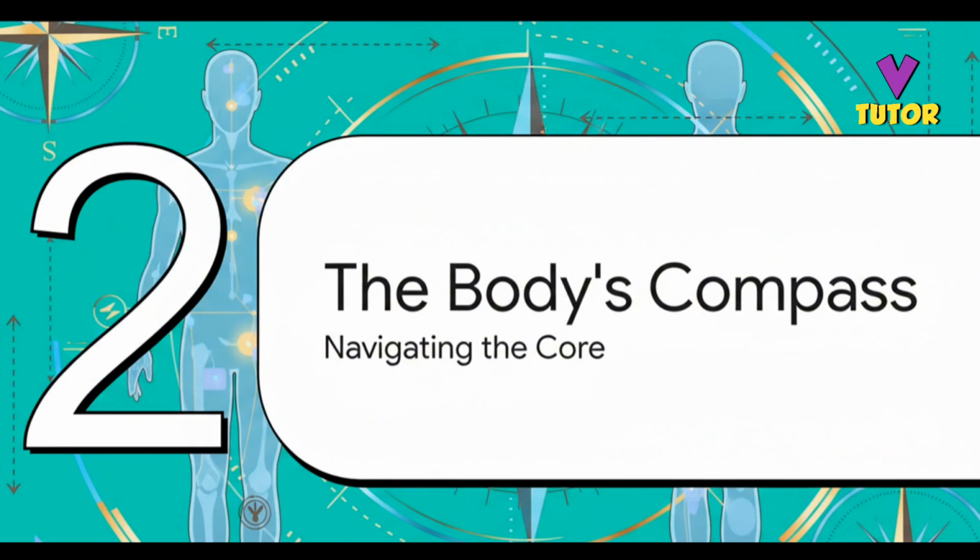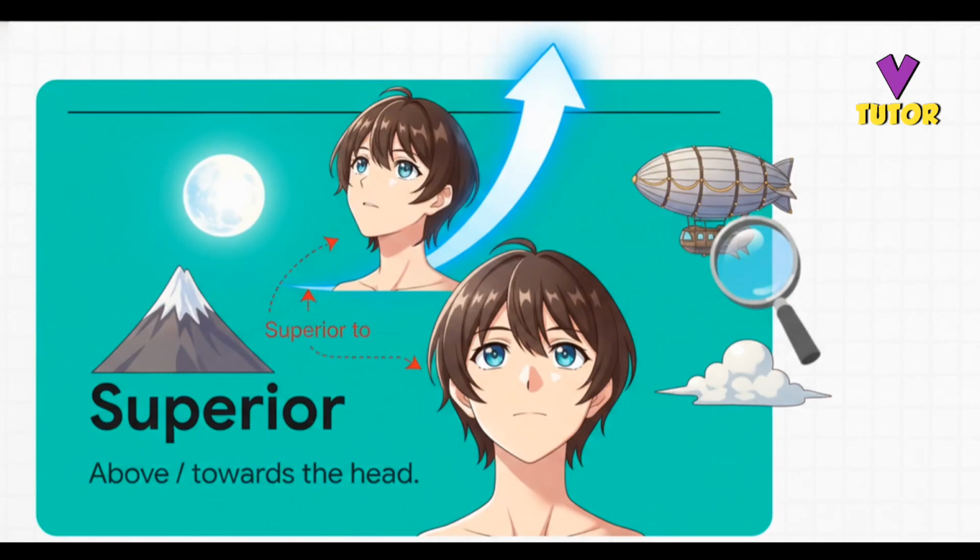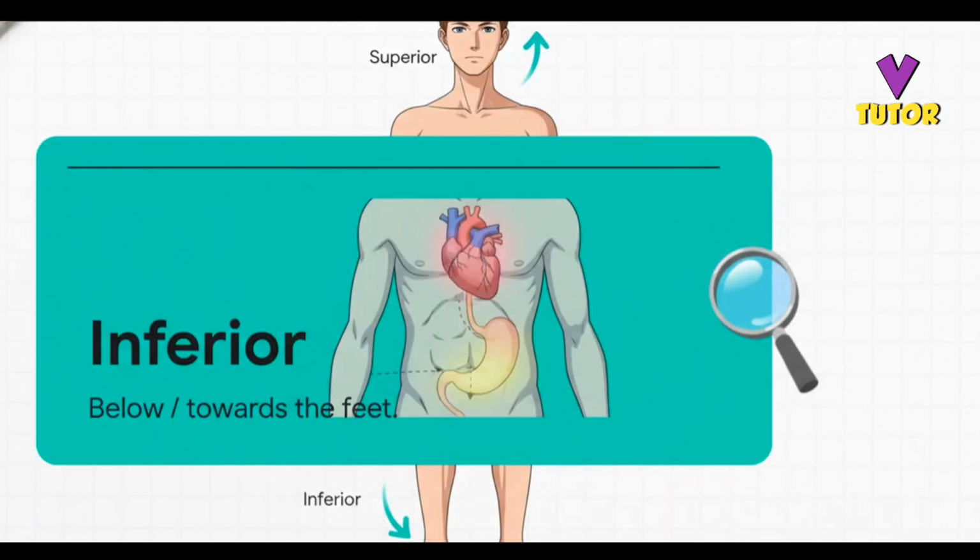These are the basic directional terms we use to navigate the main part of the body. You can just think of them as north, south, east, and west. First up, let's talk about superior. This is our north. It just means towards the head or above something else. So for example, your head is superior to your neck. Simple enough, right? And you guessed it, the opposite of north is south.